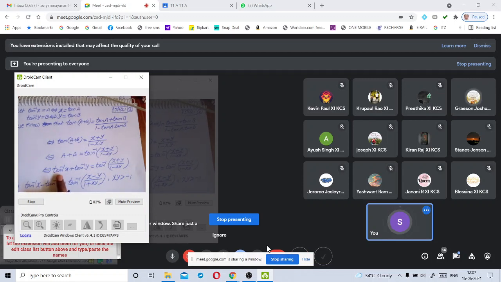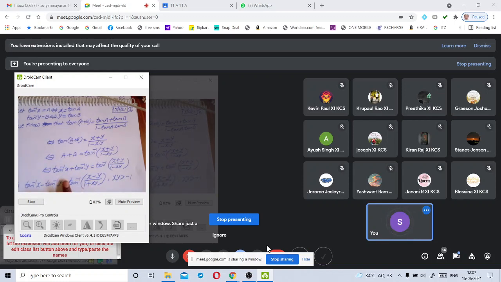Read these two properties one by one, Kevin Paul. I repeat once, all of you listen carefully how to read these two properties. Tan inverse x plus tan inverse y is equal to tan inverse of x plus y by 1 minus xy. Tan inverse x minus tan inverse y is equal to tan inverse of x minus y by 1 plus xy. That's all. Up to here, read the two lines.